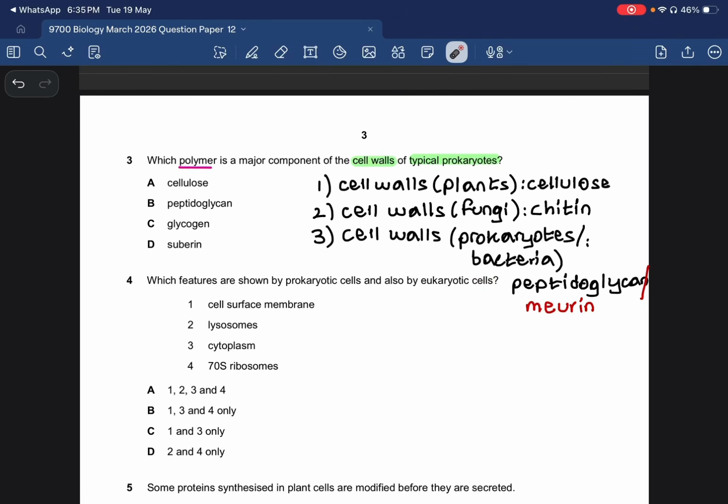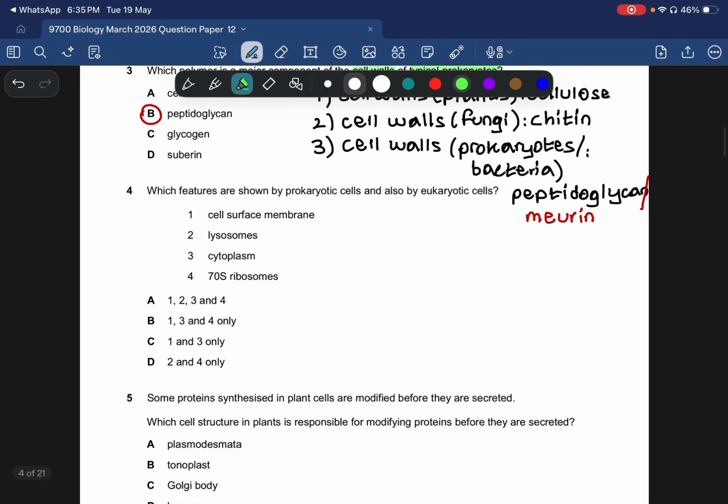You are never going to get an MCQ which is asking you what is the stuff present in the cell wall in prokaryotes, and this is option number one, and this is option number two. No chance. Because these two words are the exact same thing, just different synonyms of the same thing. So, which polymer is a major component of the cell walls of typical prokaryotes? Peptidoglycan. Simple as that.